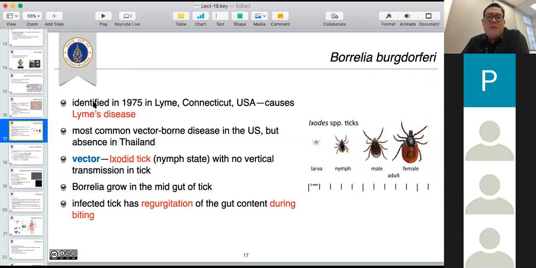Borrelia burgdorferi was first identified in 1975 in Connecticut in a small town called Lyme. That's why they named it Lyme disease, okay? This bacteria needs a vector. The vector is Ixodes, it's a tick, okay, Ixodes. This disease, I mean Lyme disease, is absent in Thailand because in Thailand we don't have that kind of tick. This is the tick of deer, okay? So they are very common in Europe, particularly Northern Europe.